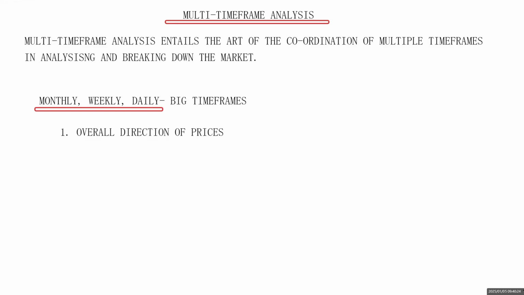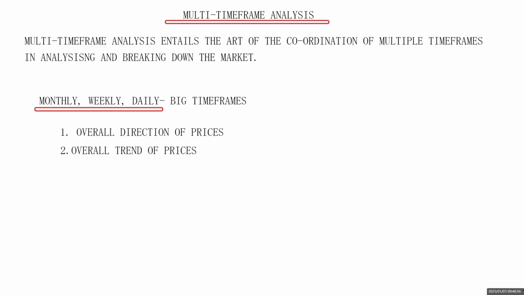Okay, so the big time frames give us that bird's eye view, that eagle eye, seeing the whole city. It's like standing at a penthouse floor. You can be able to see the whole city. That's what these big time frames allow us to do. It allows us to see the overall direction of prices. Okay, it also allows us to see the overall trend of prices.